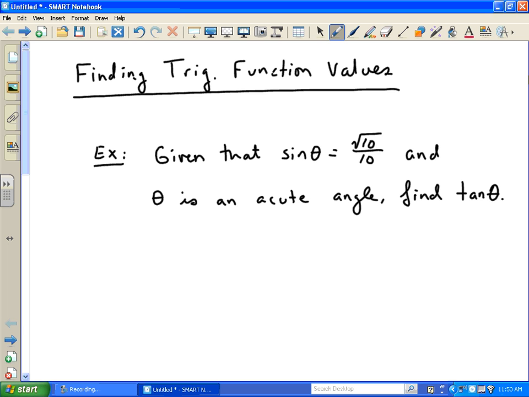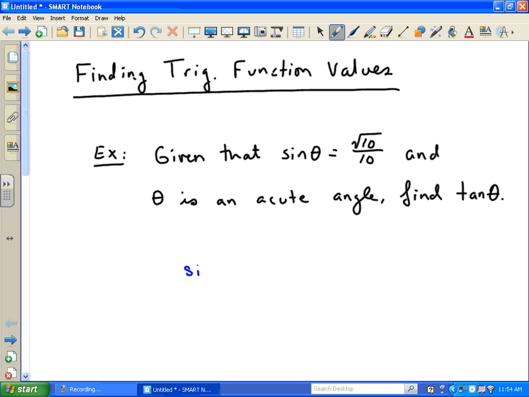Basically, if you're given the value of one trig function, then you're given either an x, a y, or an r for free. You're going to be given two of those things. As long as you're given two of those things, you can always find the other one by using your Pythagorean theorem. Now, on this particular problem, there's a little bit of a trick with the sine theta equal to the square root of 10 over 10 part.